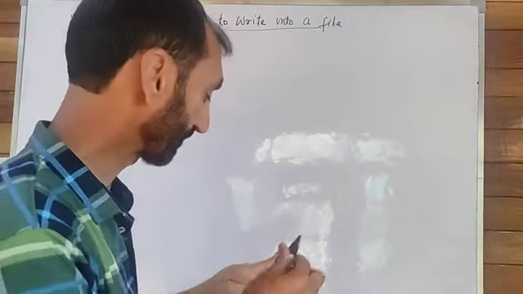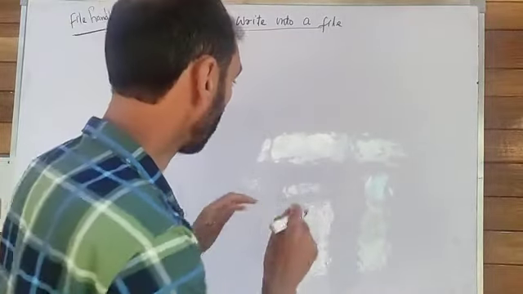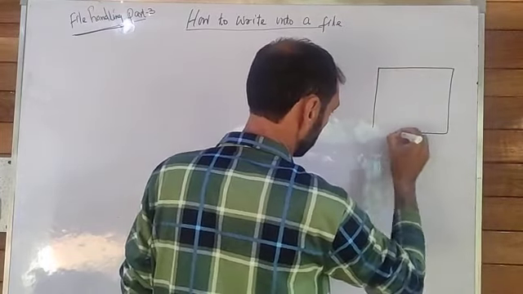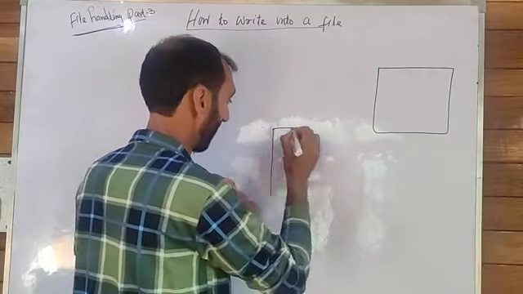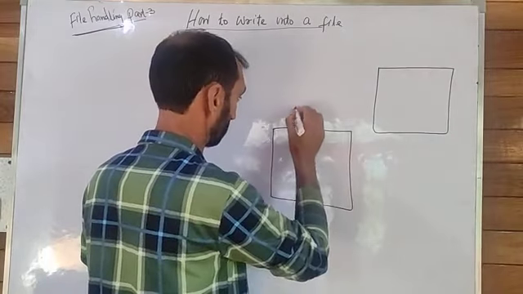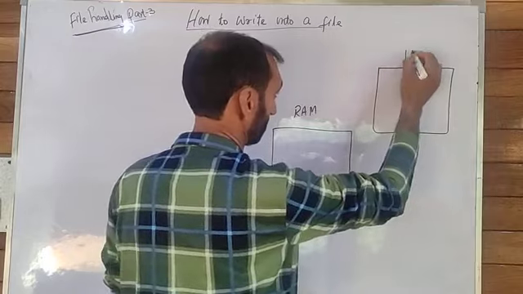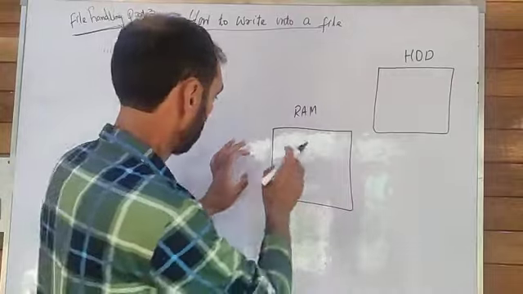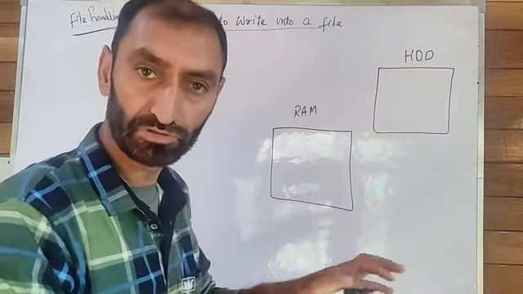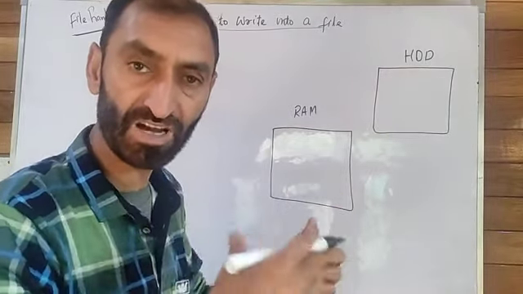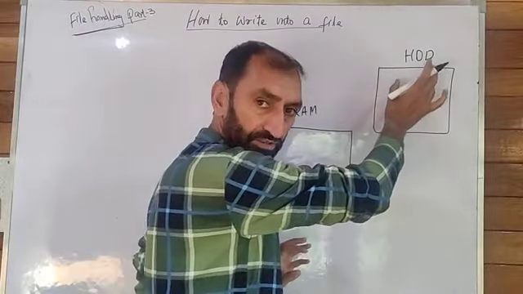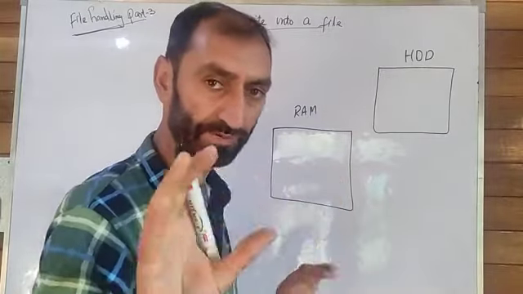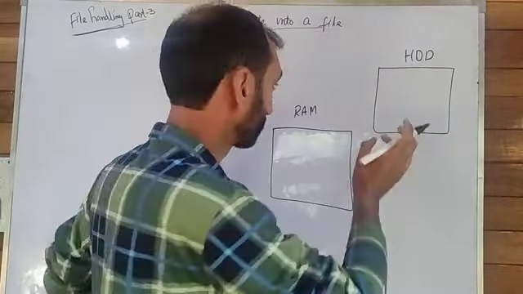So as we know, for example, this is our hard disk and this is our main memory, RAM. Whenever we want to access a file, we know that files are usually present in the hard disk. Whenever we want to store data permanently, we store it in the form of files, and those files are stored in the hard disk.